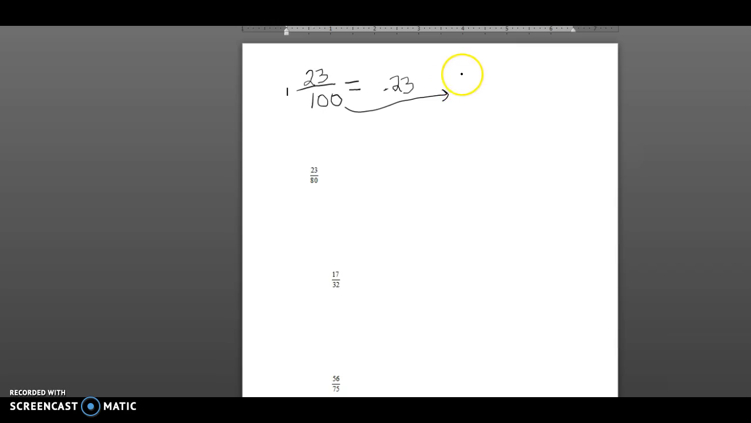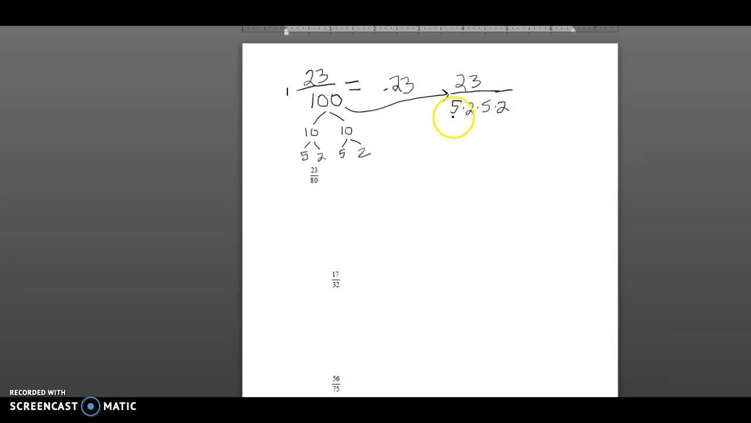But if I look at the denominator, don't do anything to the numerator. I look at the denominator, and I factor that guy out. That's a 10 times a 10. 10 times 10 is 100. Remember that old trick where you just count the zeros: 1, 2, so it's 100. Each of these guys is a 5 and a 2. So it's 23 over 5 times 2 times 5 times 2.